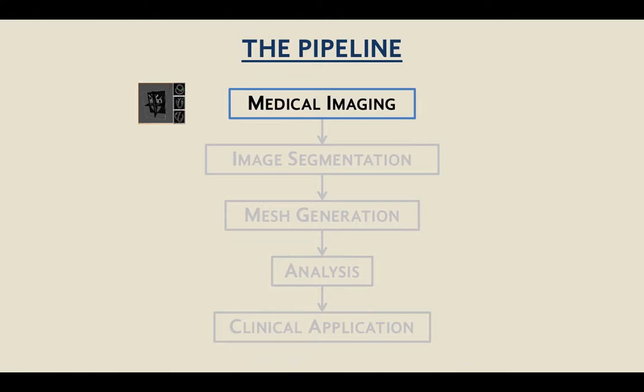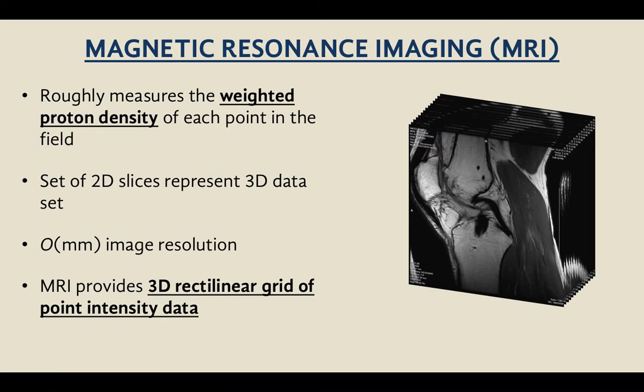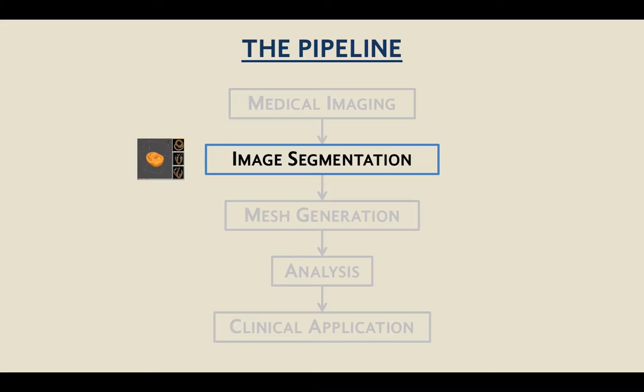So medical imaging, just quickly, our imaging modality is MRI. MRI roughly measures weighted proton density of each point in a field. We stack two-dimensional slices together to represent three-dimensional data. The resolution of the images is on the order of millimeters. And ultimately, what's most relevant is it produces a three-dimensional rectilinear grid of point intensity data that is fed into our image segmentation tools.